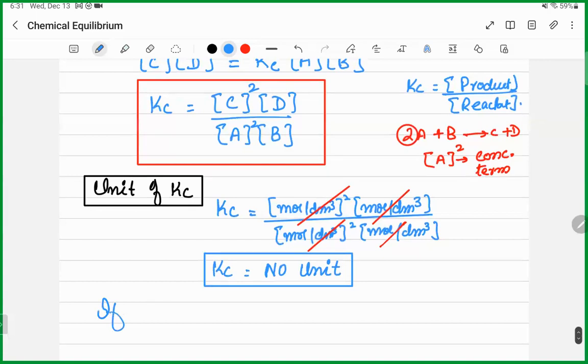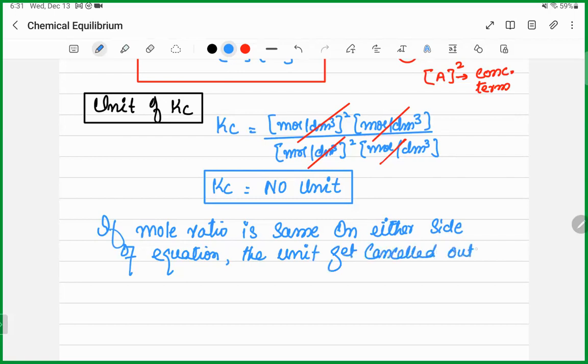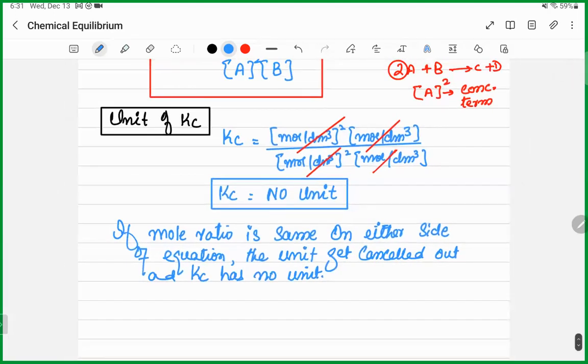If the mole ratio is the same on either side of the equation, the units get cancelled out and Kc has no unit. Okay, and this will always happen. You just see that there are 2 moles on both sides, the units get cancelled out and Kc should have no unit.